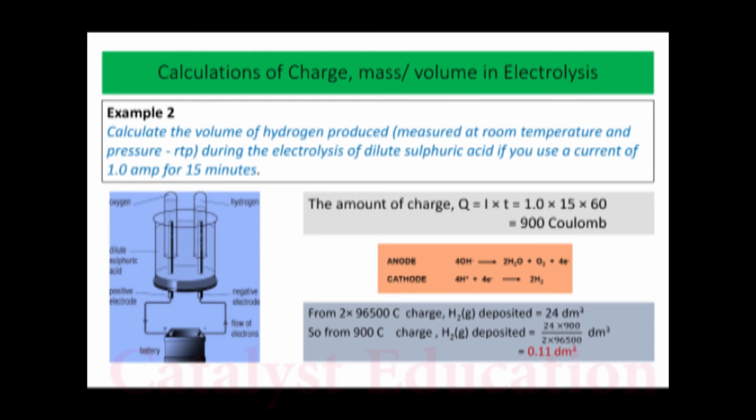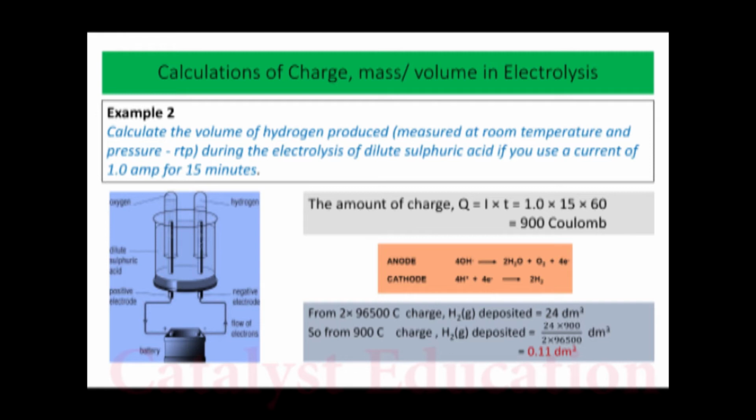Example 2. Calculate the volume of hydrogen produced, measured at room temperature and pressure, RTP, during the electrolysis of dilute sulfuric acid if you use a current of 1.0 amp for 15 minutes. The solution. The amount of charge, Q equals I times t equals 1.0 times 15 times 60, time is in seconds, equals 900 coulomb. From the equation at the cathode, 1 mole of hydrogen gas is deposited for 2 moles of electrons.